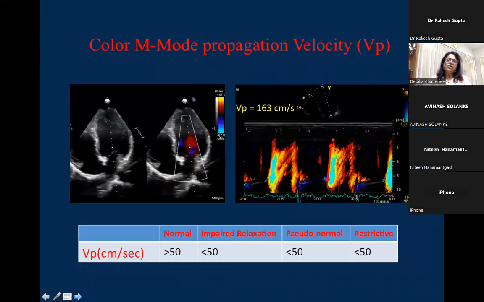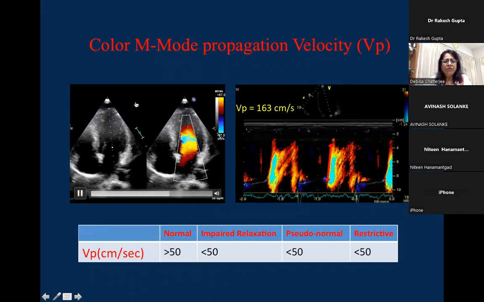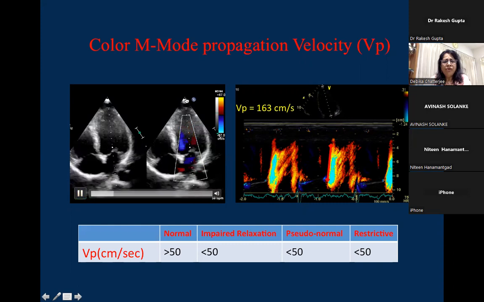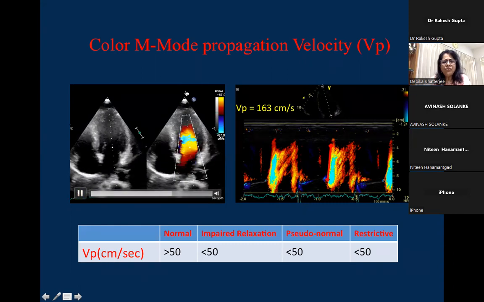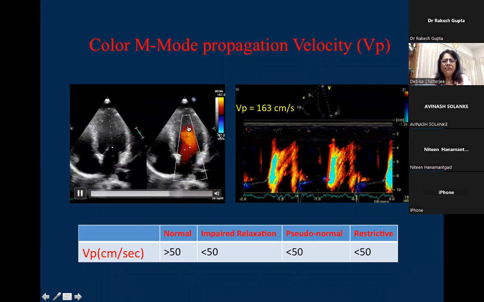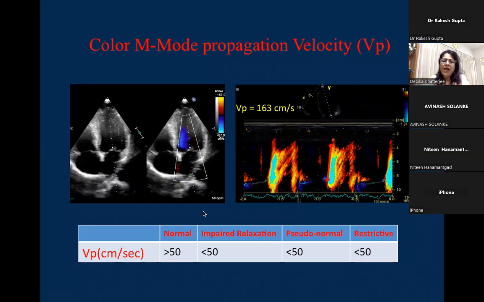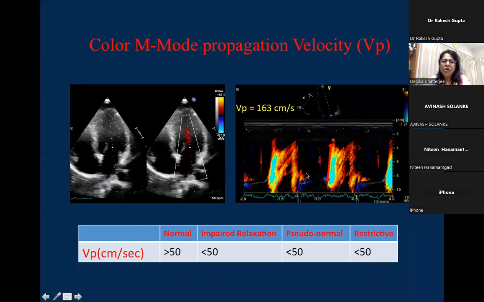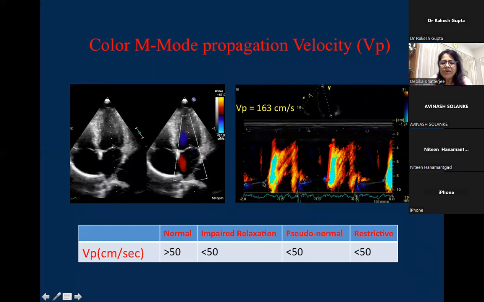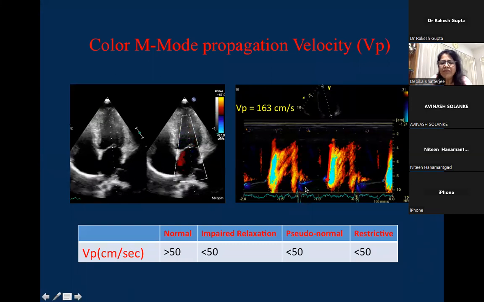Another criterion is called the color M mode propagation velocity. For that we get the apical 4-chamber view. We put the color flow on, get the cursor absolutely parallel to the mitral forward flow, and instead of getting the pulse wave Doppler, we are getting M mode. You switch on the M mode button. So what will happen? You will get a picture like this, where you can see the mitral valve here. Look at the whitish linear structure. That is the mitral valve, here also.